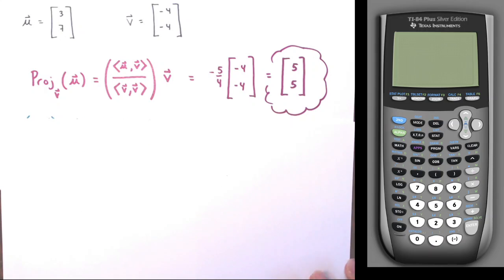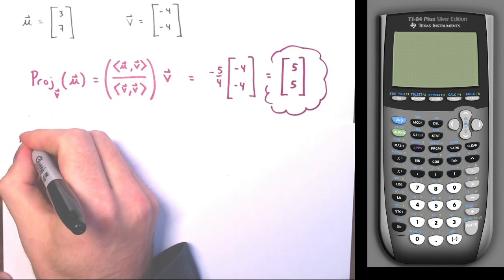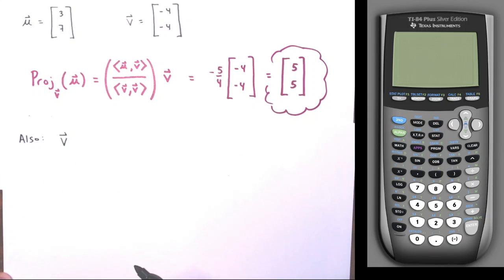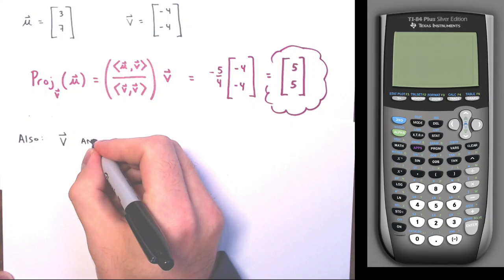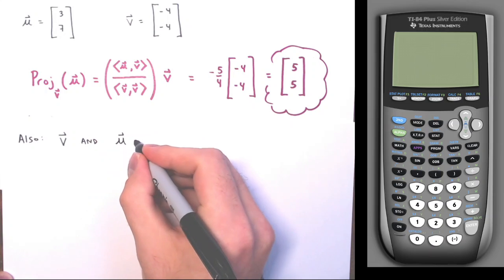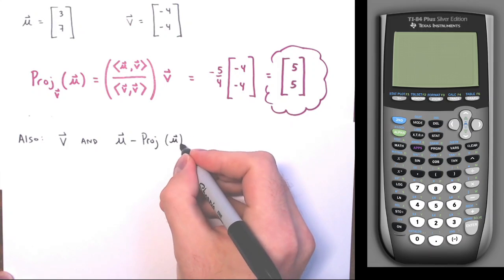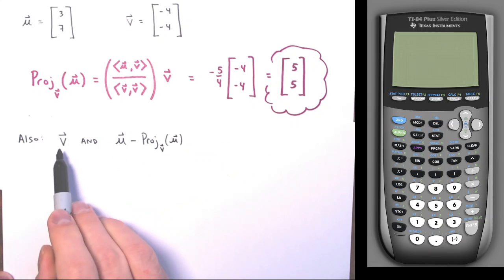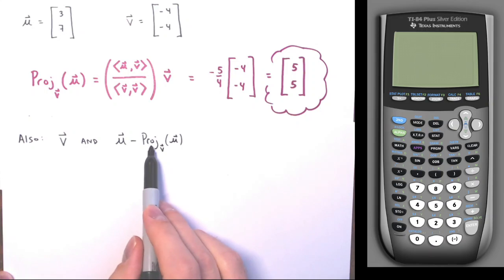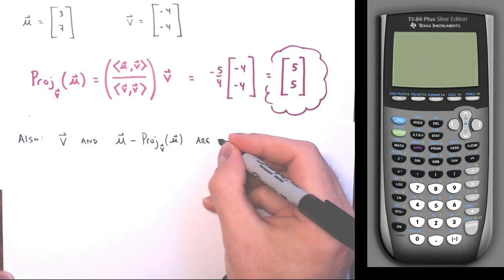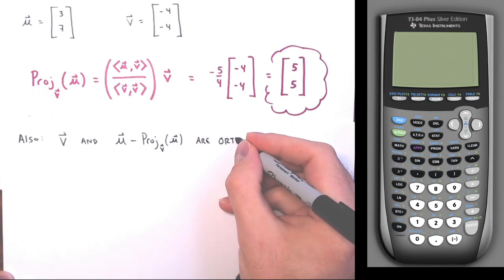And on top of this, I remember I did say this statement, right? We said that. Also, the vector v, the vector you're projecting on, and u minus that projection vector, right? V and u minus the projection of u onto v are going to be orthogonal. All right, let's see if that works. Let's see if that happens here.